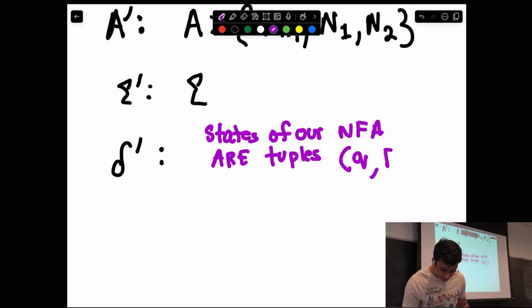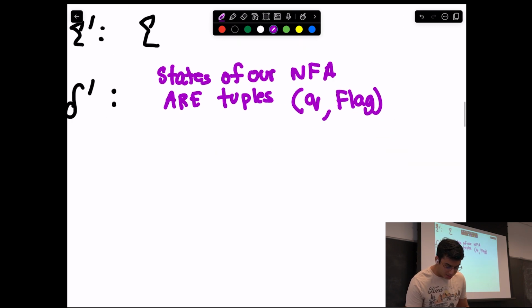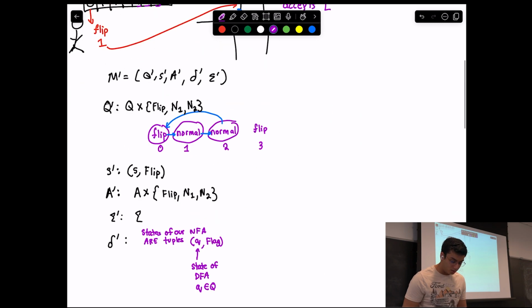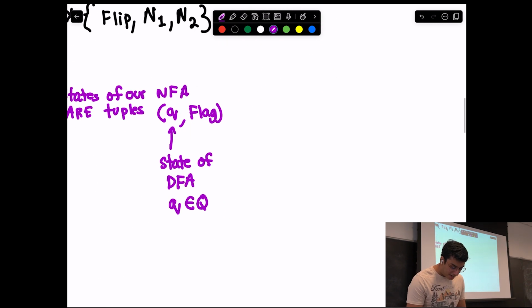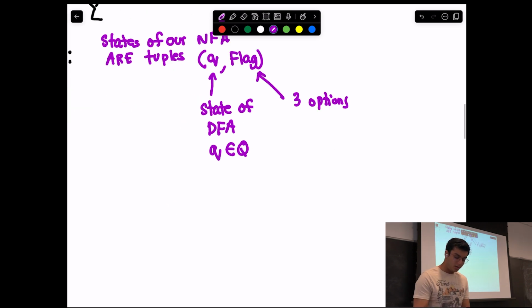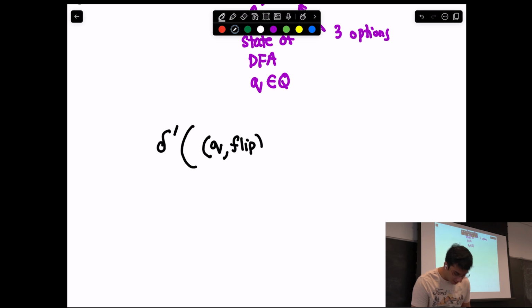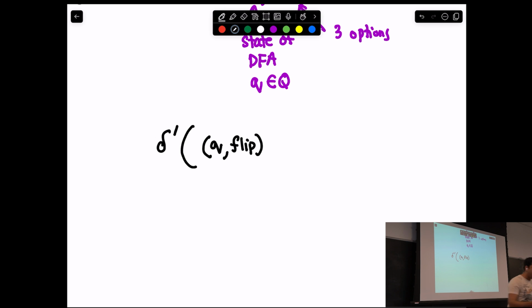Q, comma, flag, right? Where this Q is a state of our old DFA. That is formally Q belongs to the set Q, which is the set of states of our old DFA here. And our flag is one of the three that we defined. So let's say I'm in some state, delta prime. My current state is Q, comma, flip. Okay? My NFA is in state Q, comma, flip. That means that the next character that I pass into the machine needs to be flipped.